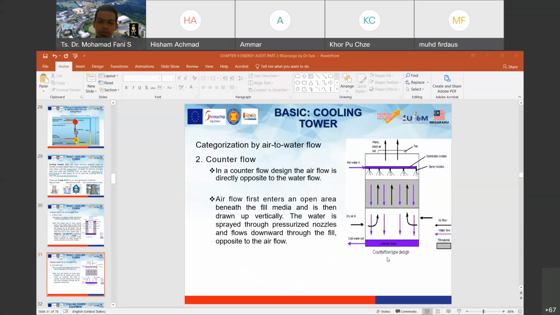Counterflow is the flow design where the air flow is directly opposite to the water flow. That one is water, and the air flow is from the side, dry air in, and goes up to the top of the CT, then flows out to the atmosphere. The fan is different from our home fan, because this fan moves the air from the bottom up to the top.